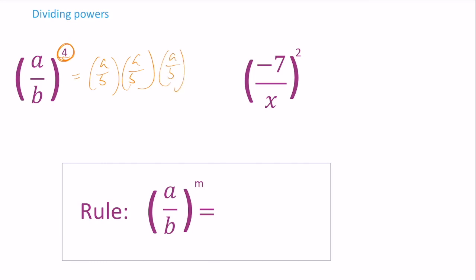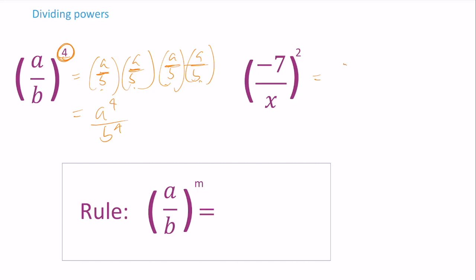So a over b, a over b. And notice I just get a times a times a times a in the numerator, just a to the 4th, and b times b times b times b, which is b to the 4th in the denominator. So let's do one more and we'll see sort of the pattern that's happening.